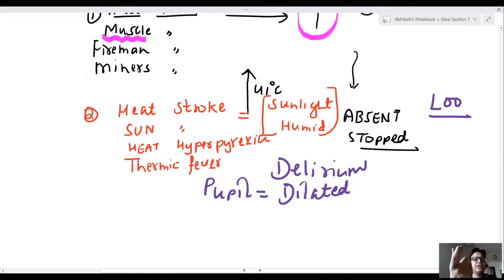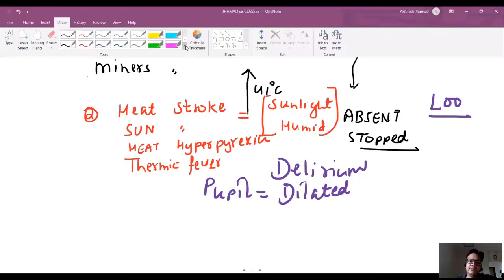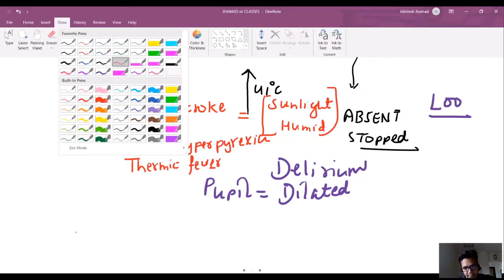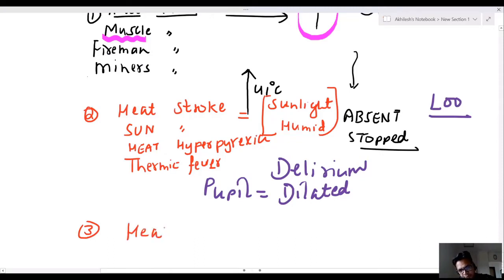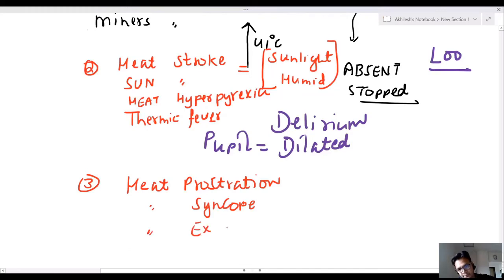Doctor, in the first condition, sweating is more. In the second condition, sweating is absent. Now, third condition. Third condition is heat prostration, heat syncope, or heat exhaustion.